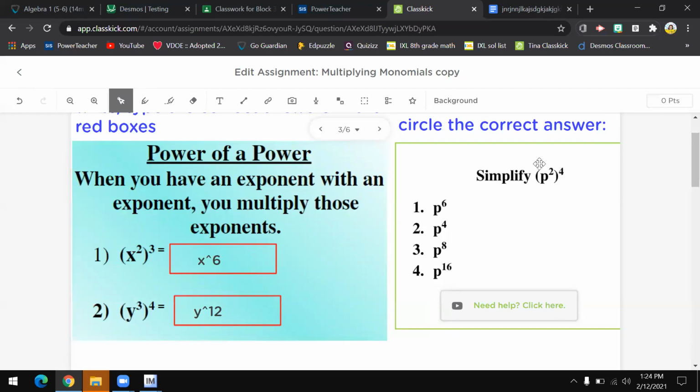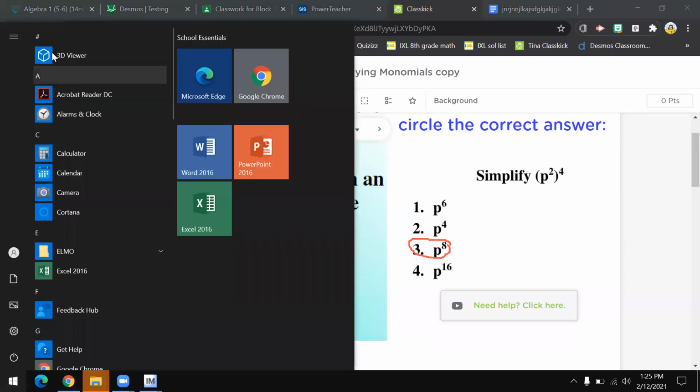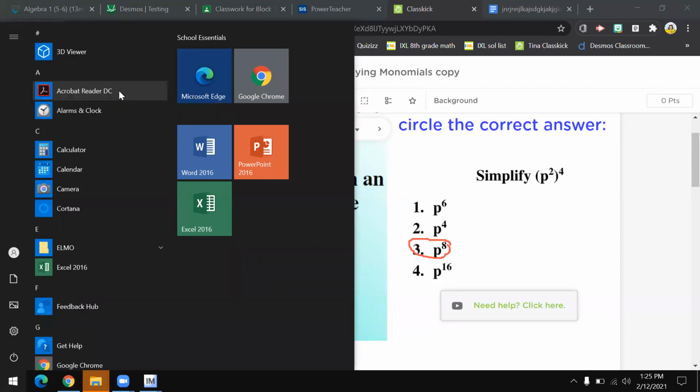So like, what would this be? P squared to the 4th, power to a power, I multiply. So what would this make? Yeah, P to the 8th. And if you remember that activity that we did the other day, oops, I didn't mean to do that. If you remember the activity we did the other day, here, hold on, I'll show you something.